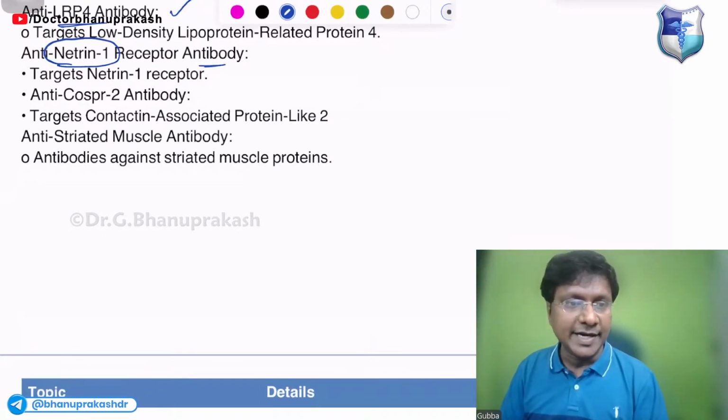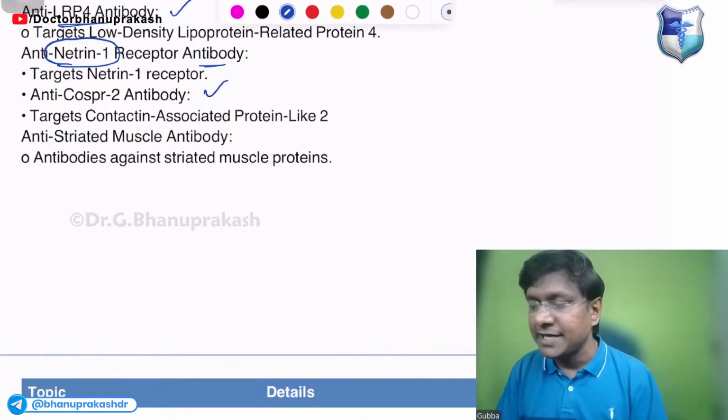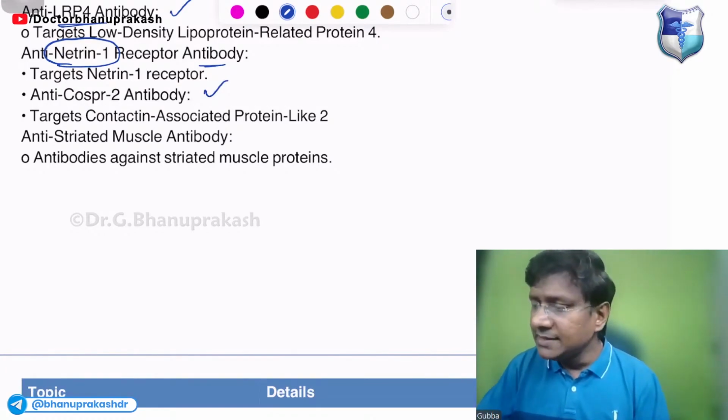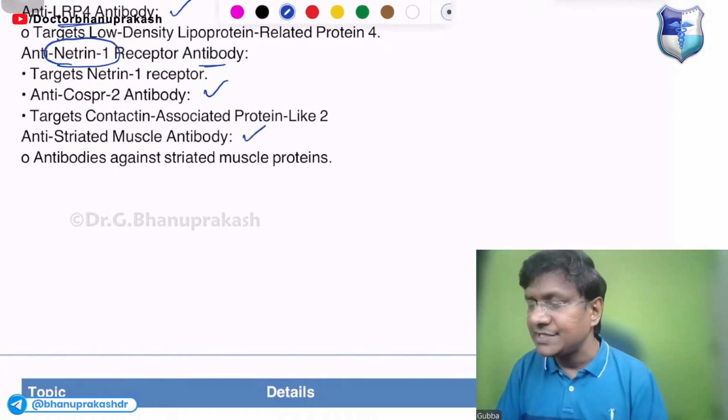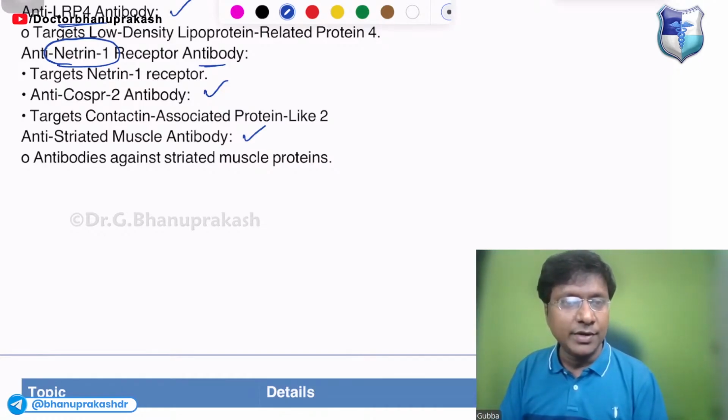And the other important antibody in case of myasthenia gravis will be anti-COSPR2 antibody. And the other important antibody will be anti-striated muscle antibody. So these are the antibodies that are found in patients with myasthenia gravis.